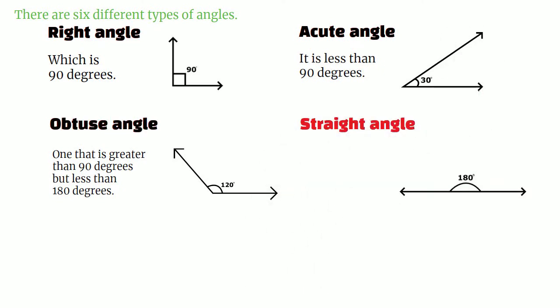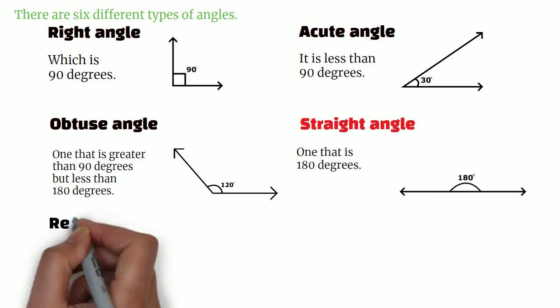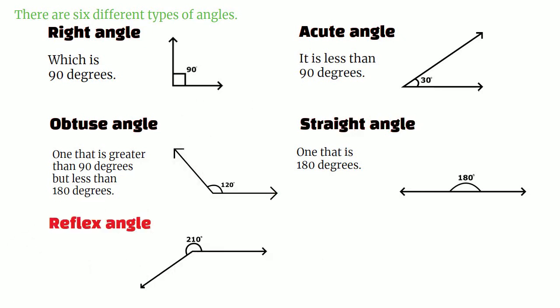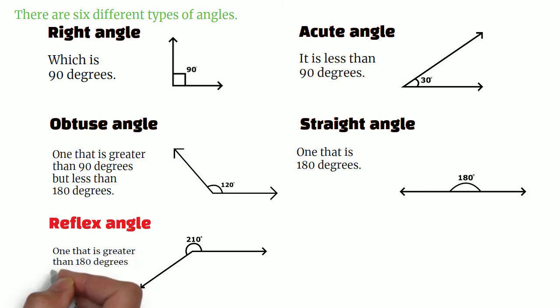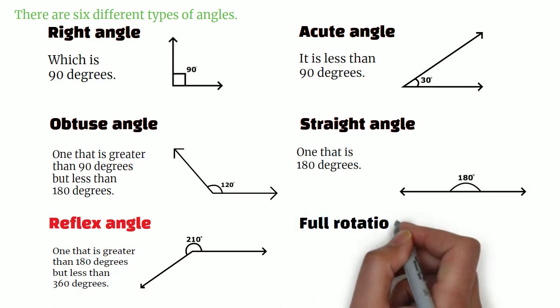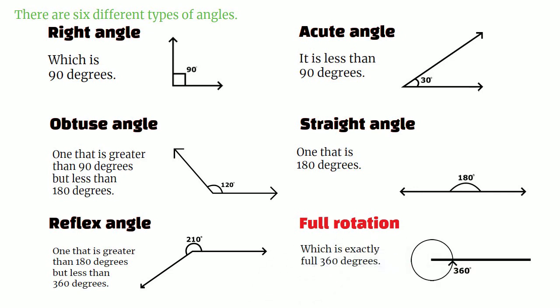Straight angle, one that is 180 degrees. Reflex angle, one that is greater than 180 degrees but less than 360 degrees. And finally, full rotation, which is exactly full 360 degrees.